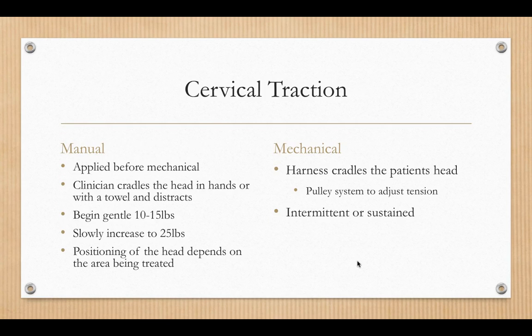Okay, so with cervical traction, we have two types. We have manual traction and we have mechanical traction. When you finish watching this video, next day in class, we will actually go over how to perform each of these, but I want you to have the background already. Manual traction is usually what we start with in the cervical spine, because we control the amount of pressure and the amount of pull. It's an easier transition for our patient, and so we usually apply it before we ever try mechanical traction.